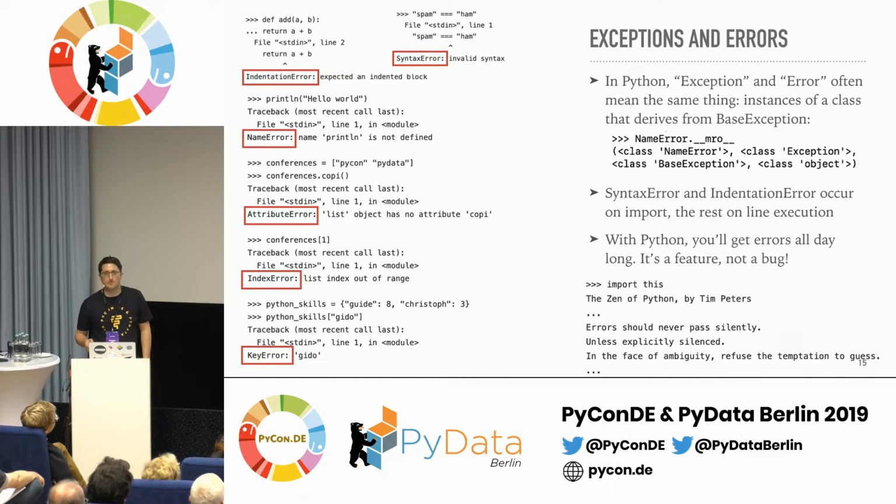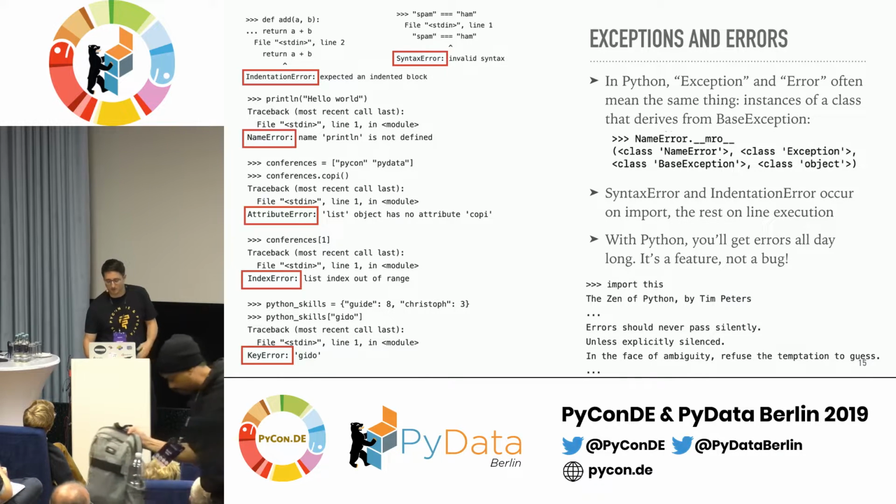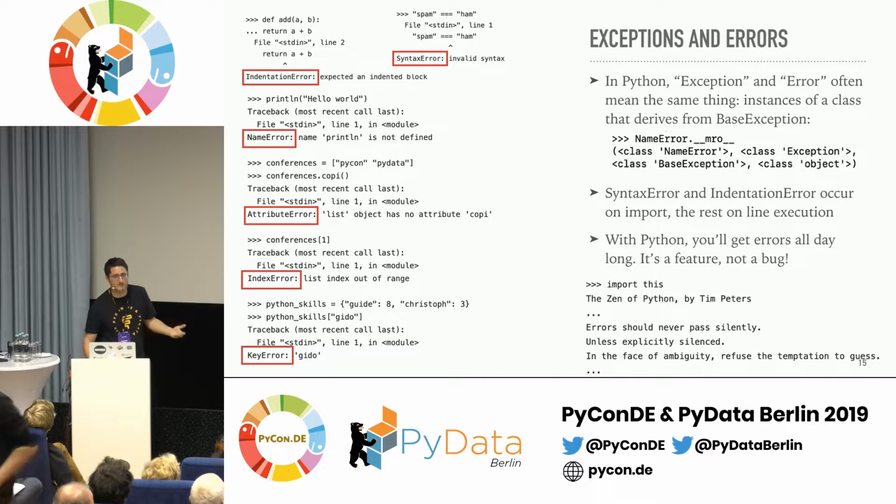This is normal. With Python, you get errors all day. It's a feature, not a bug. Explicitly in the Zen of Python, it says that you should write your code such that errors don't pass silently, and you should refuse the temptation to guess. This means that errors will occur as you run your Python code.